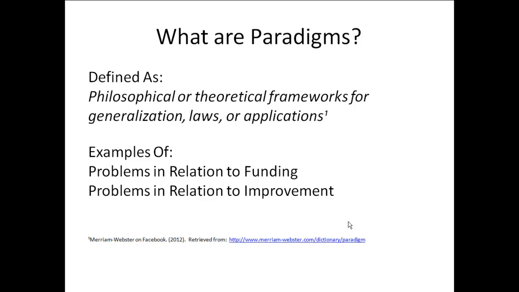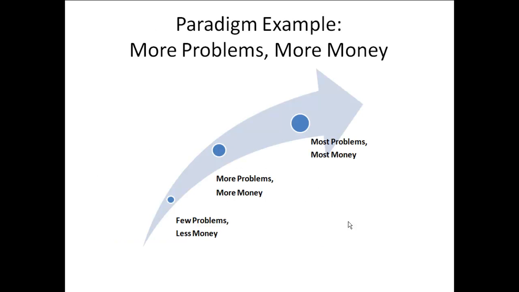The first example is going to lay out the paradigms that show the relationship between problems and funding. And the second paradigm is going to lay out and examine the relationship of problems to improvement. Here's the first example. In this first example, using a mental model here to lay out a paradigm that I call more problems, more money.